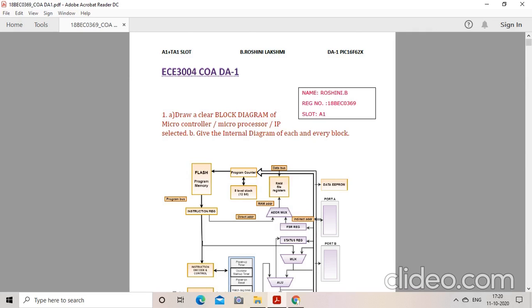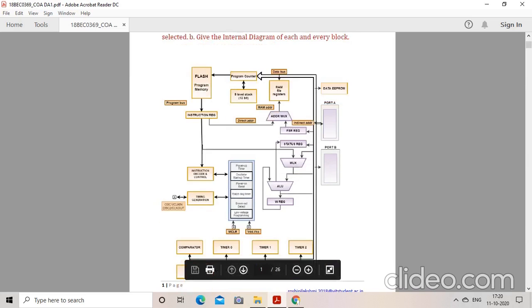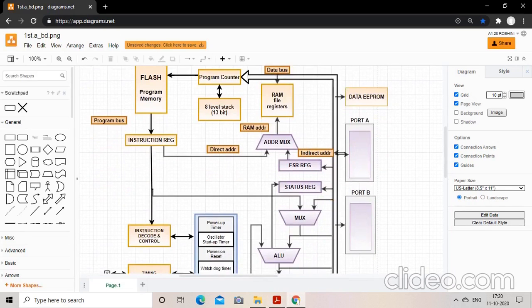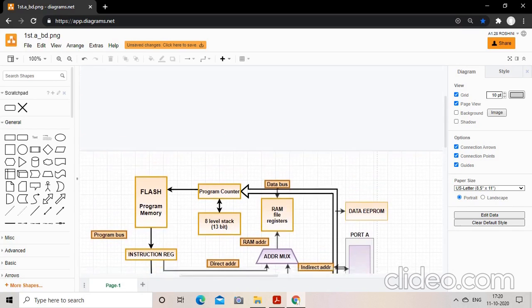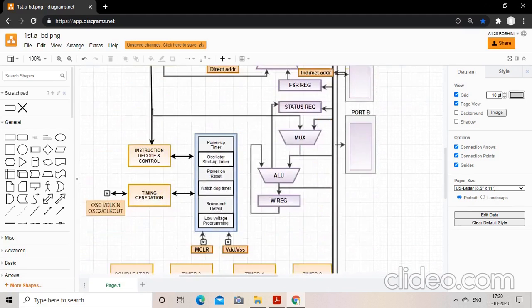And our first question is to draw the clear block diagram of the IP selected. This is the block diagram of my microcontroller, and for drawing this block diagram, the tool that I choose is draw.io. Draw.io is very easy and compatible to make block diagrams. It is also editable easily, and we can save in any format that we like. This is how I made the block diagram.